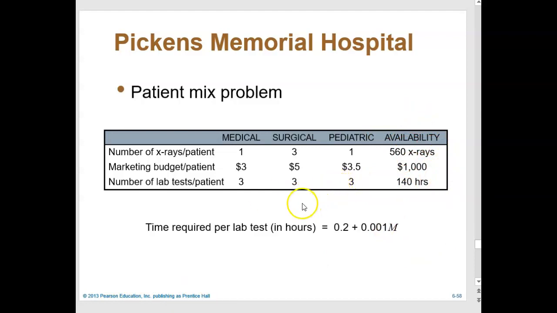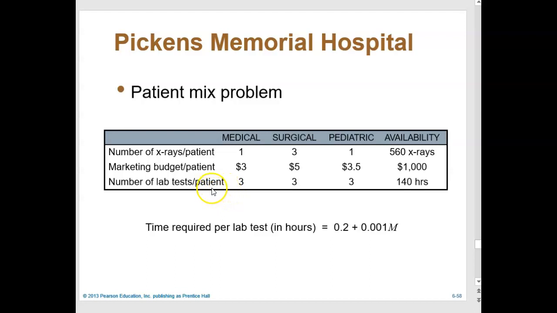So the way you would read this table is that each medical patient requires one X-ray, whereas each surgical patient requires three X-rays, and each pediatric patient requires one X-ray. The same way, each medical patient has a marketing budget of $3 assigned to them. Each surgical patient has a marketing budget of $5 assigned to them, and each pediatric patient has a marketing budget of $3.5 assigned to them. And in total, you have $1,000 in your marketing budget.